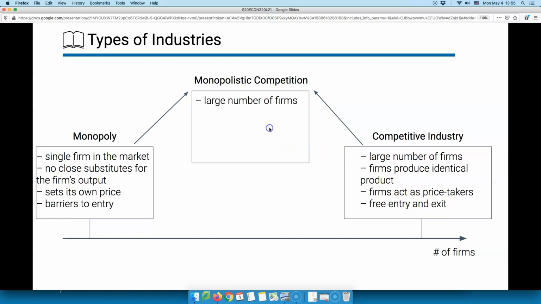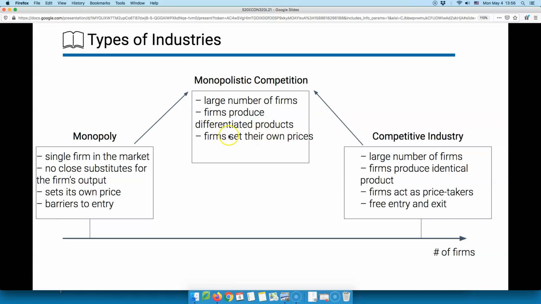So let's see. First of all, we're going to assume that in a monopolistically competitive market, there's going to be a large number of firms, just like in a competitive industry. Second, firms will produce differentiated products that will distinguish monopolistic competition from a competitive industry. Under perfect competition, firms produce identical products. In today's case, firms produce differentiated products. That means that each company's output is going to be slightly different from the output of its competitors.